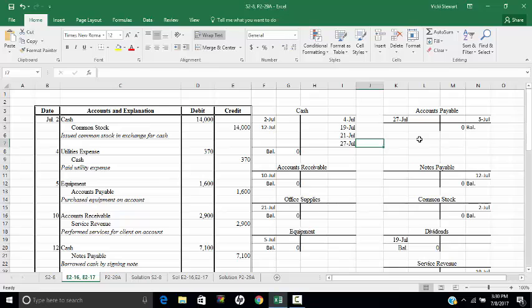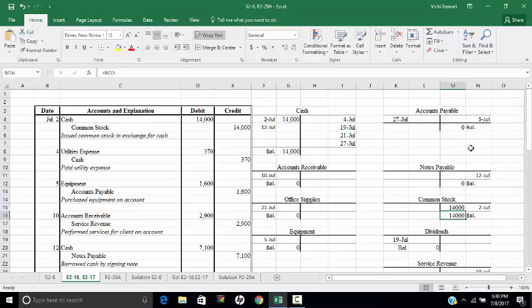Okay, and I've set up the T accounts already, and I also put the dates in there because that's going to save us some time as we go through and post these. And we're just trying to learn the process so that we can do this a little bit faster. So our first transaction on July 2nd, we debited cash, so we're going to post that to the left-hand side of the cash account, and we credited common stock. So we're going to put the $14,000 on the credit side for common stock.